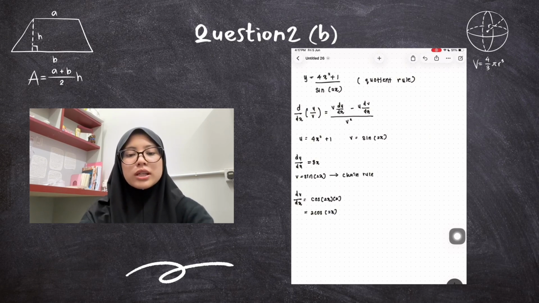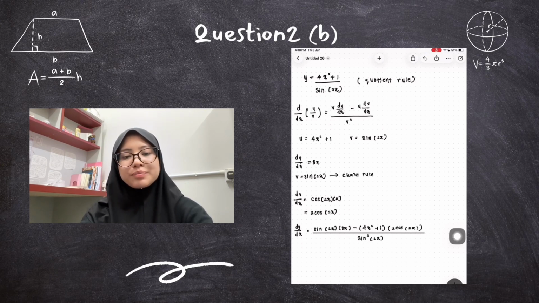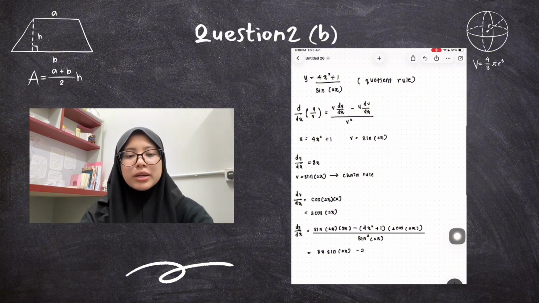Then we substitute into the quotient rule, so we get dy over dx equals to sine 2x times 8x minus 4x squared plus 1 times 2 cos 2x. Then we divide it with sine squared 2x. Therefore, dy over dx equals to 8x sine 2x minus 2 times 4x squared plus 1 cos 2x. Then we divide it with sine squared 2x.